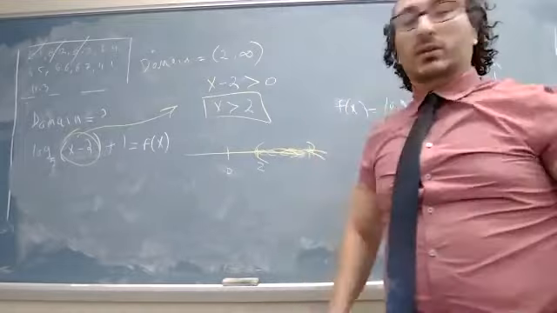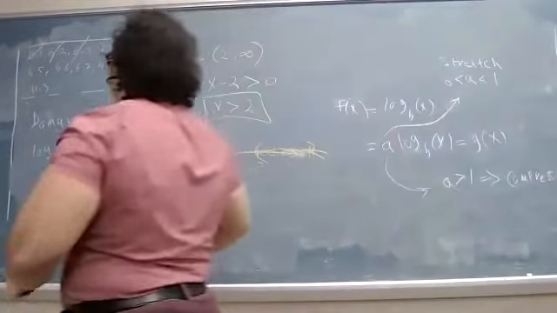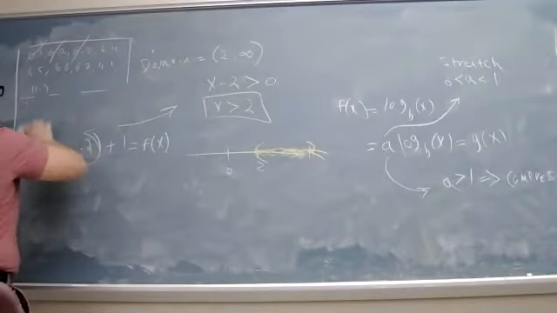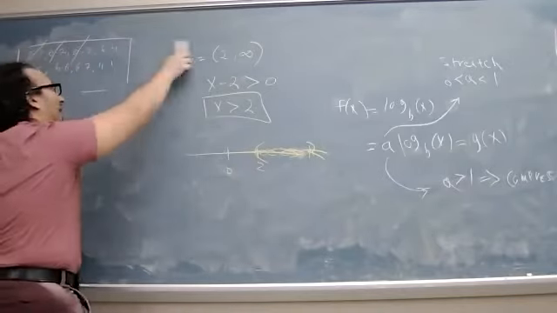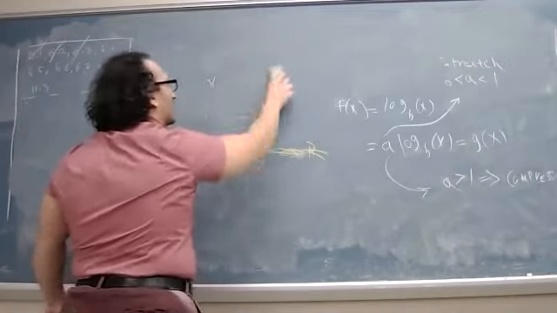So let's say we're given a graph. How do we find the equation? So given a logarithmic graph, how do we find the equation?